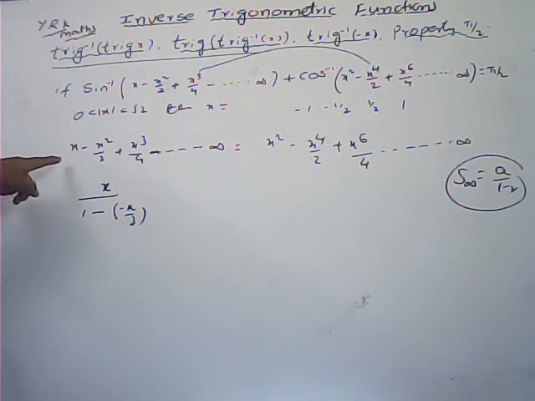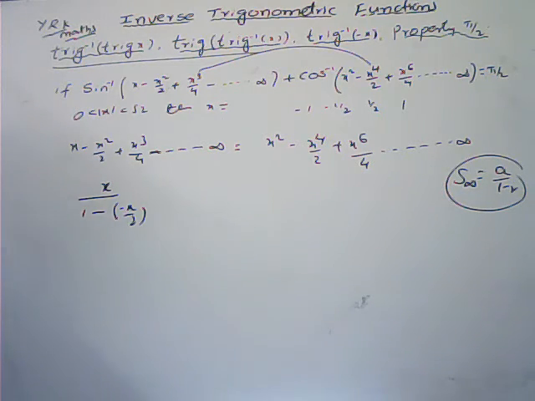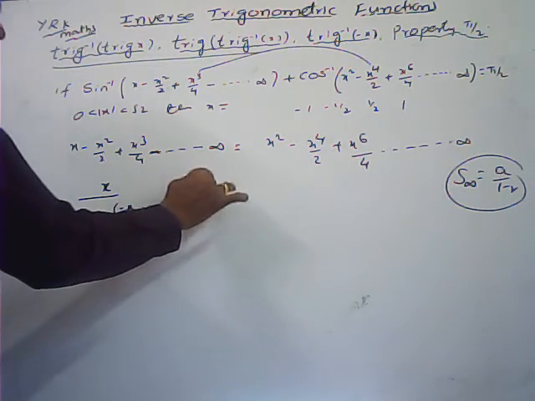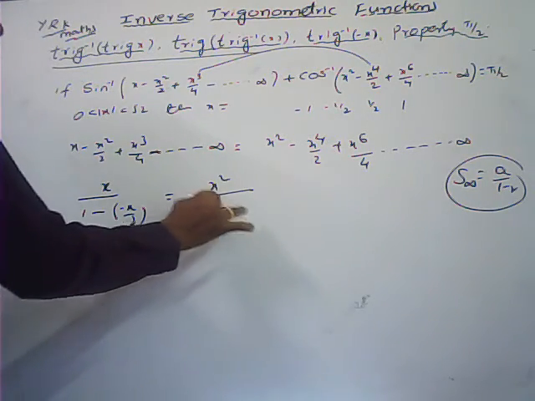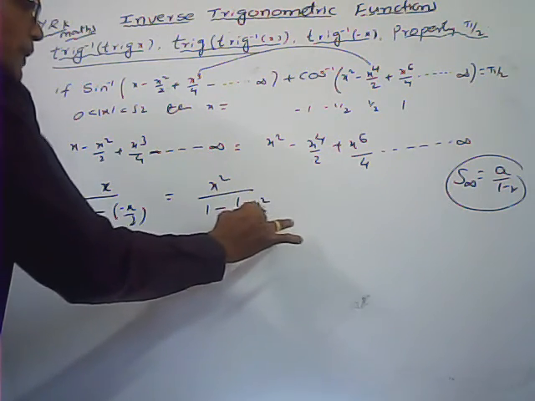Multiplying by minus x by 2, we get the next term, minus x square by 4, then minus x cube by 4. This side also, A by 1 minus R, what is R here? Minus x square by 2.